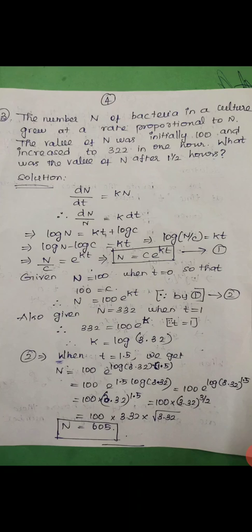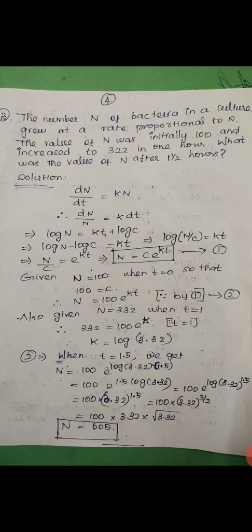Then I write N is equal to 332 when 1 hour is given. When time t is equal to 1, I have to substitute in equation number 2. Automatically we get 332 is equal to 100 into e power k, with t equal to 1 substituted. Therefore k is equal to what?